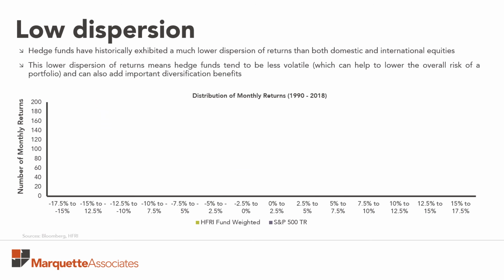Hedge funds have historically exhibited a much lower dispersion of returns than both domestic and international equities. This low dispersion of returns means hedge funds tend to be less volatile and can help to lower the overall risk of a portfolio. Lower dispersion can also add important diversification benefits, particularly for investors that rebalance their portfolios regularly.